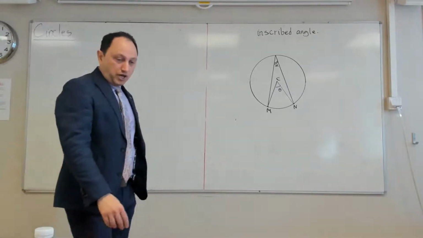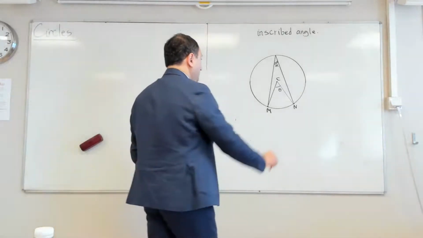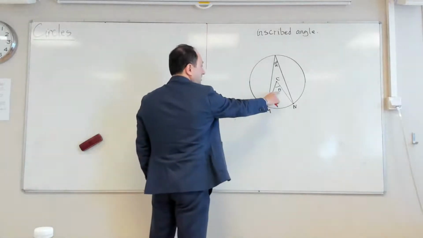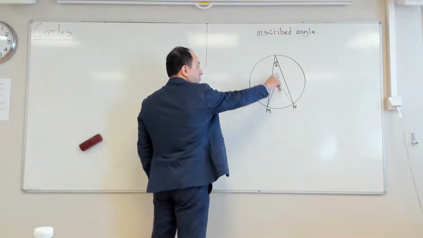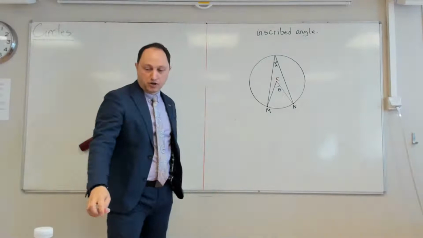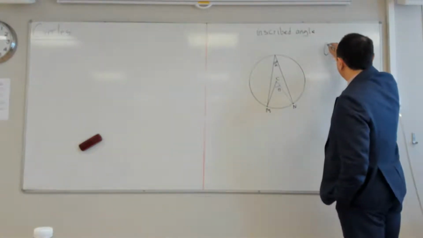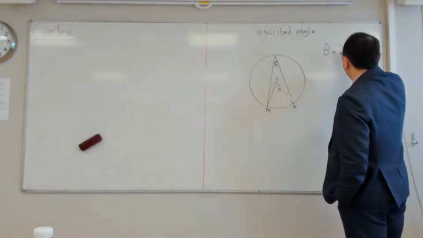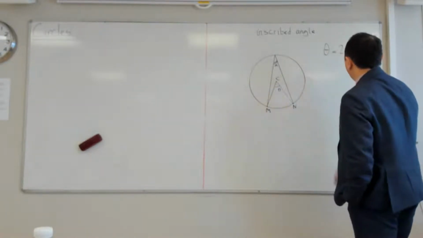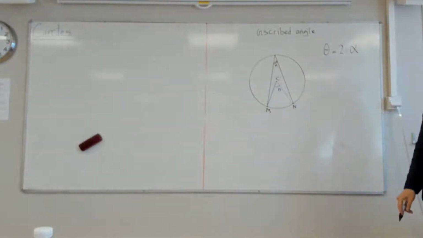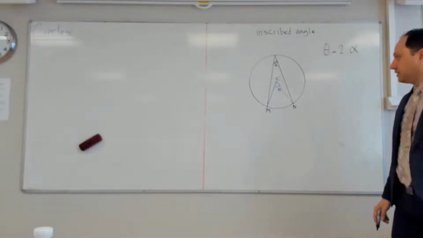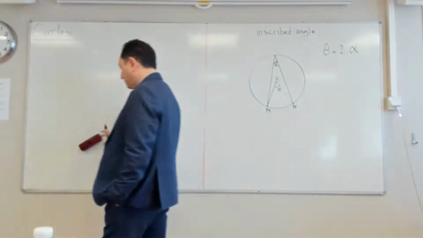Okay, so let me try to see that. My claim is that the size of this central angle is 2 times larger than this inscribed angle. So this is the claim. We want to show that theta is 2 times larger than alpha. So this is what we want to show. But how can we show that? First of all, I remind you of something from Math 1C.